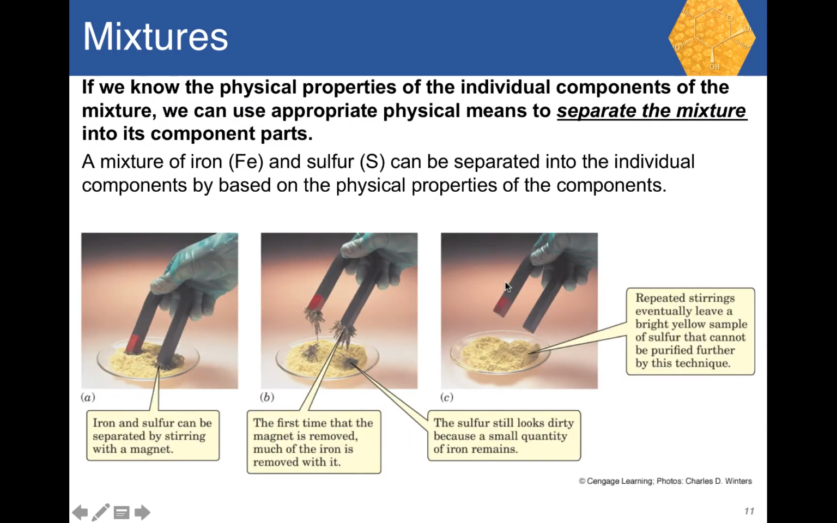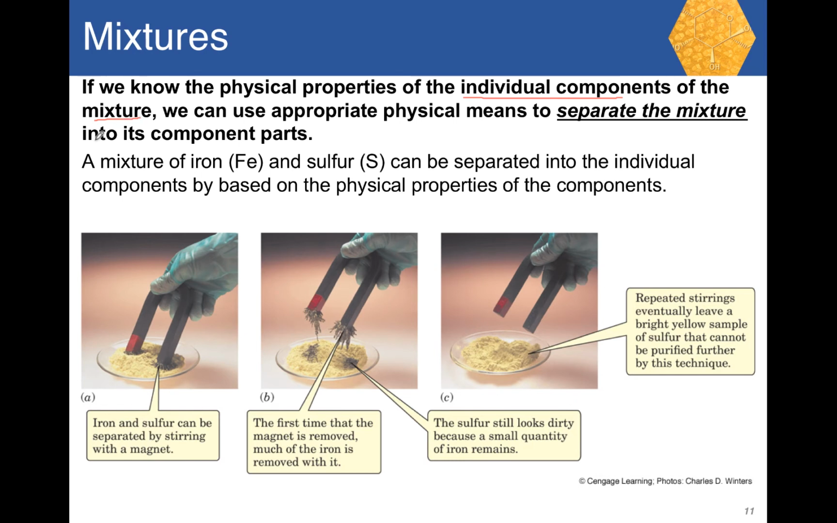Let us look at this example here. If we know the properties of the individual components of a mixture, it can be separated. So for a mixture, if we know the properties of the components, we can separate it. Notice, for a compound, this cannot be done because it has a fixed ratio and it's held together and cannot be separated. But for a mixture, they can be separated.